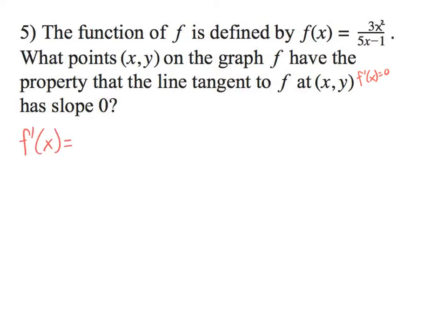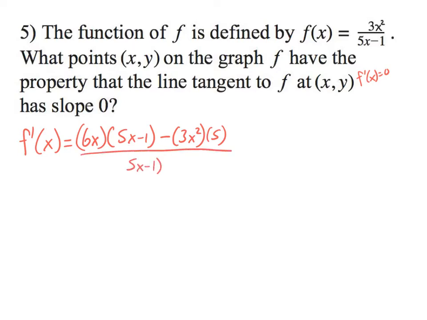We take the derivative of 3x squared, which would be 6x. We then leave the 5x minus 1. And then we're going to leave the 3x squared. And the derivative of 5x minus 1 is simply 5. All right, that's all going to be over 5x minus 1 all squared. Okay, so let's clean this up before we set it equal to 0.